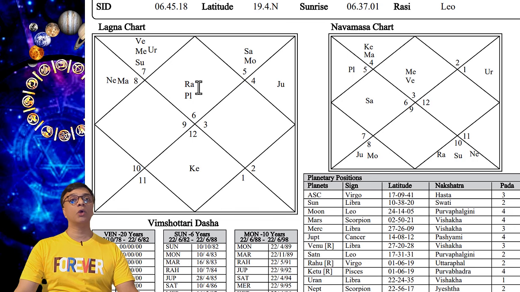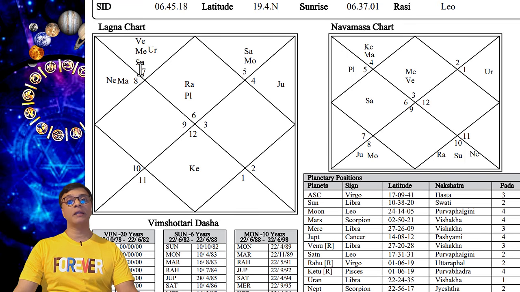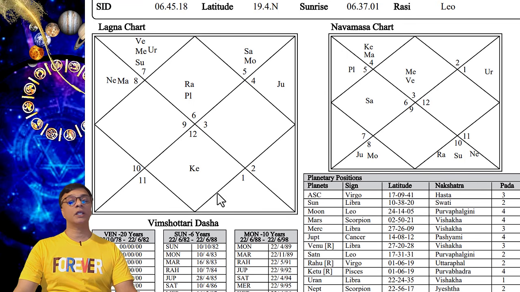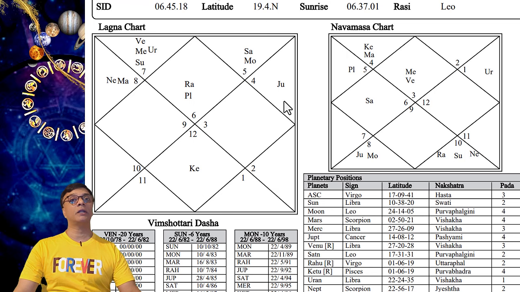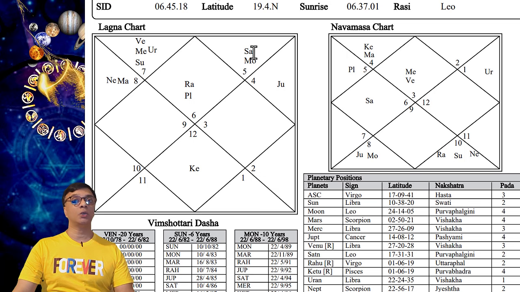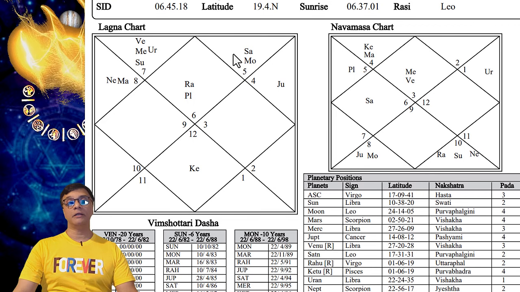Then the ruler of Virgo, Mercury, is in the second house, conjunct with Venus and Sun, and you can see here Venus is retrograde. Mars is in the third house, Ketu is in the seventh, Jupiter is exalted in the 11th house, and Saturn and Moon are in a Vish dosha in the 12th house. So this is an important placement which we will look at in detail later.